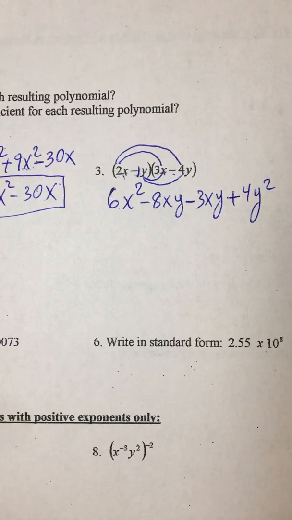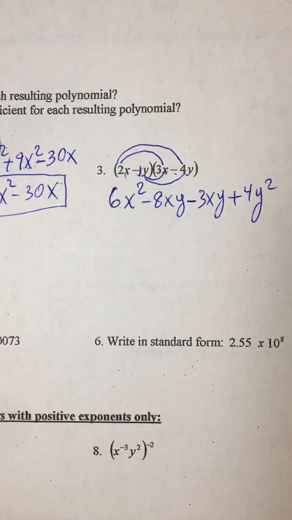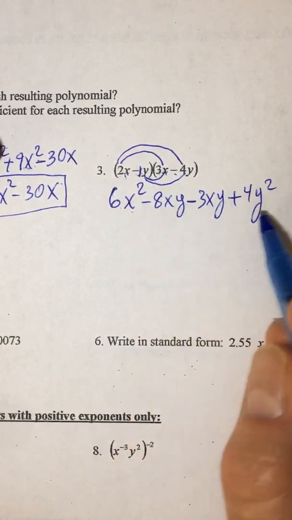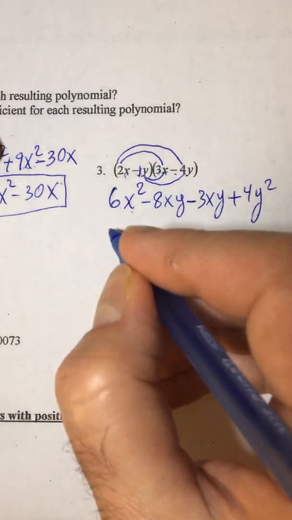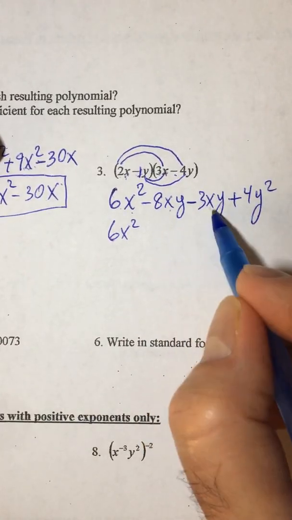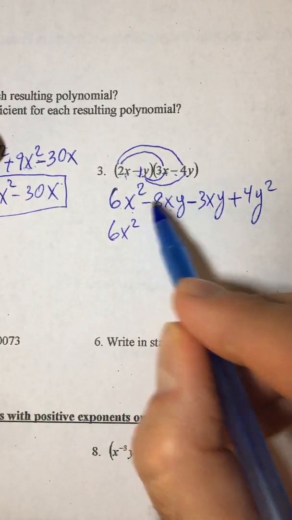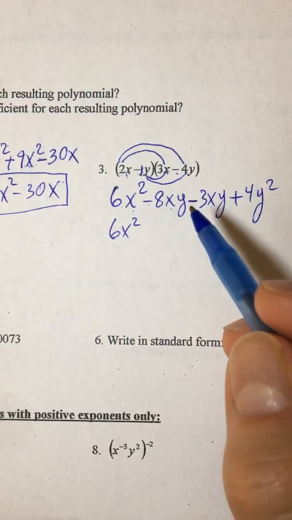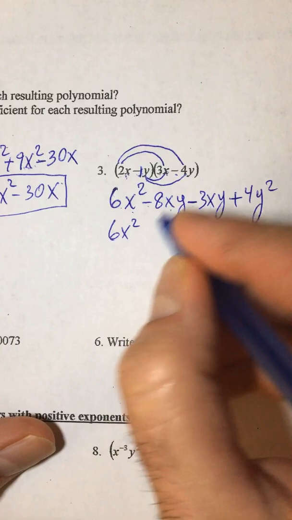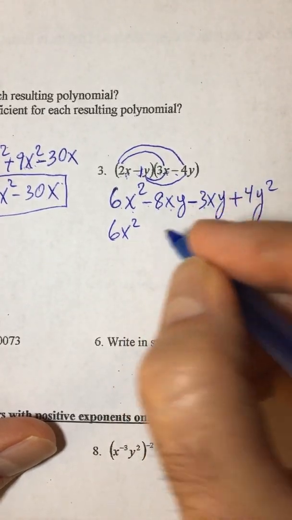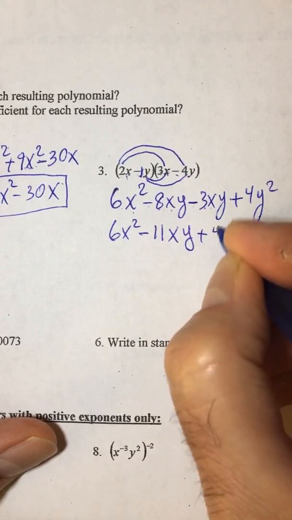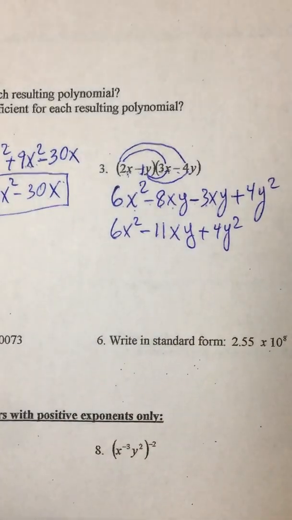Do we have any like terms? Well, we have an x squared, no other x squared. We have y squared, no other y squared. So I'm going to keep those. But you see -8xy, -3xy. So these two are like terms. If they're both negative, just like if they're both positive, you add the numbers, but you keep the sign. So -8 minus 3 is -11xy, and then 4y squared. And voila, you're done.